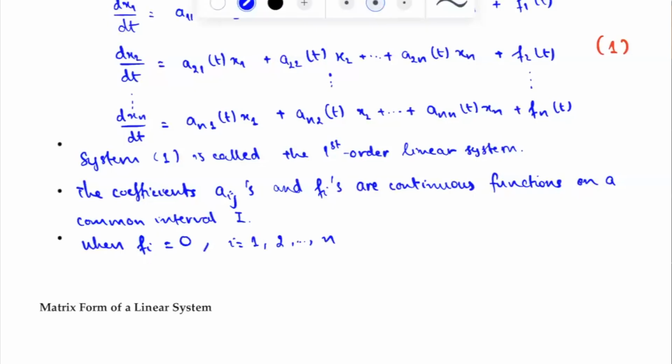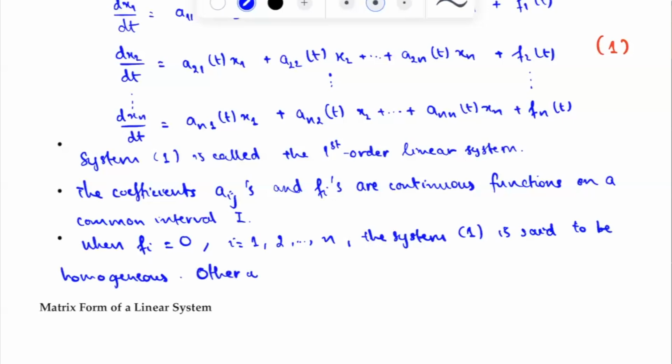When the function f sub i equals 0, for i going from 1 to n, the system 1 is said to be homogeneous. Otherwise, it is non-homogeneous. That means if f sub i is a constant or some function, then you say the system is non-homogeneous. If again f sub i equals 0, then the whole system is called the homogeneous system.